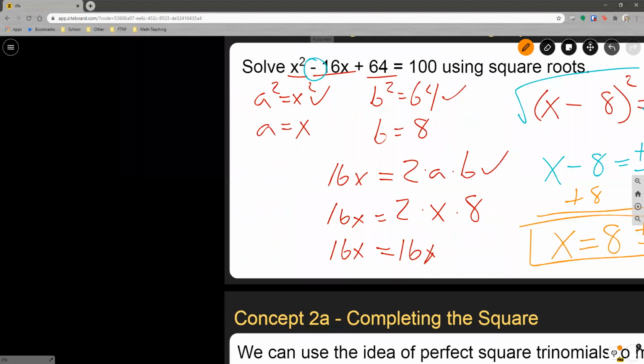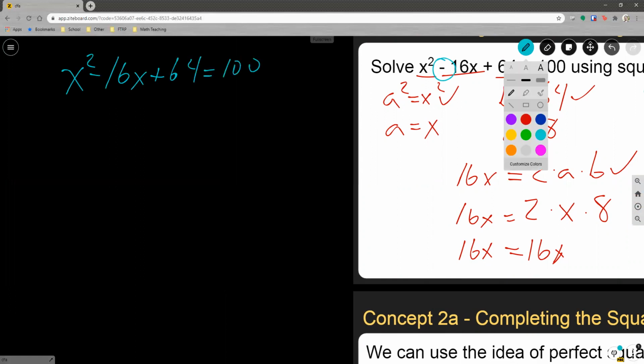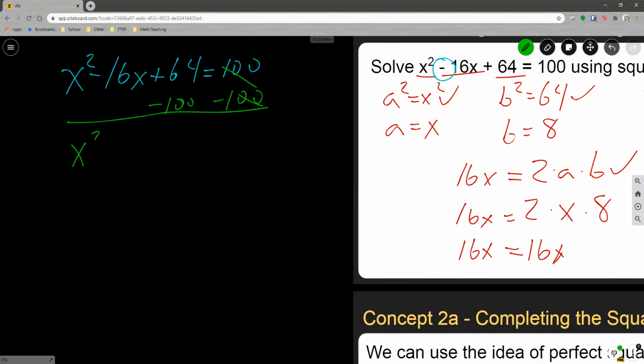Now, if this is something that you're not very strong on, there are other ways to still attempt to solve this. For instance, I can try to solve this like a normal quadratic in standard form and just try to factor it. So if I've got x squared minus 16x plus 64 equals 100, I can do an inverse operation, subtract 100 on both sides of the equation.